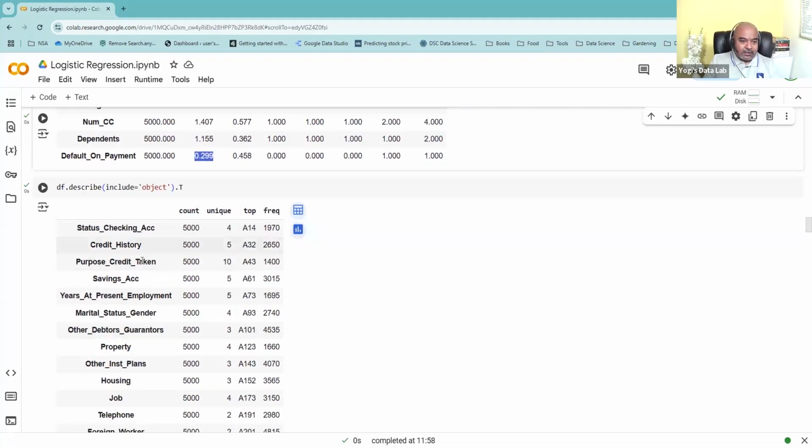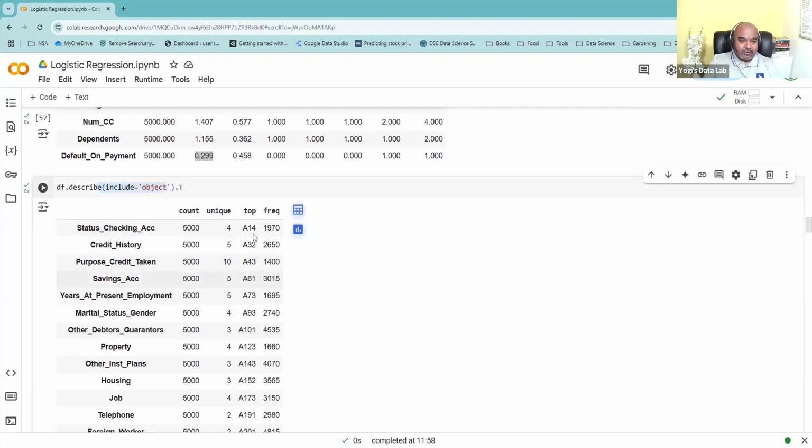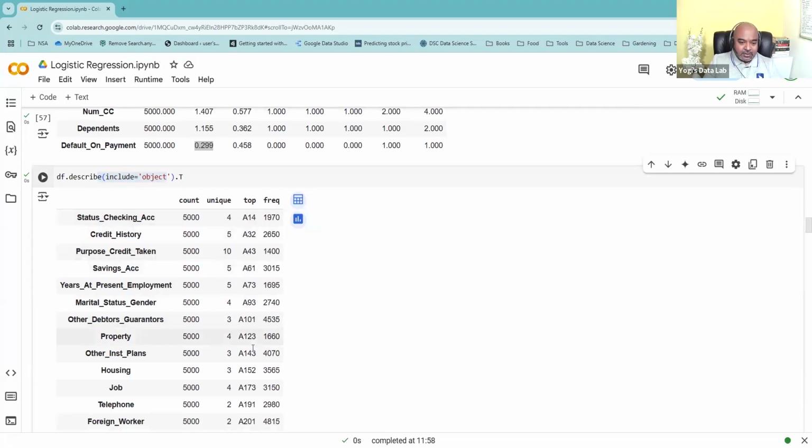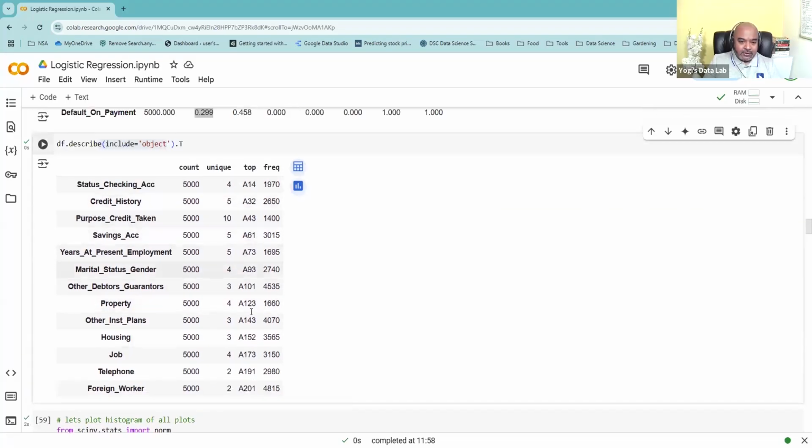Then you look at the categorical values. You see that all the values are encrypted over here. They are masked with different values. So we won't understand much over here, and you can't do much about this.